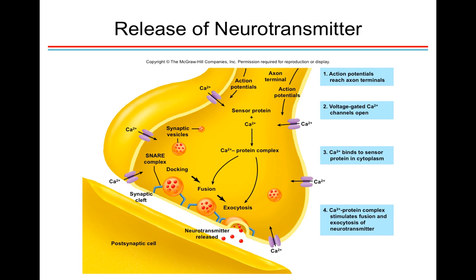So how are neurotransmitters released by an action potential? What happens is when an action potential gets down to the end of a nerve, the end of the axon, which we call an axonal terminal, it will trigger some voltage-gated calcium channels to open. So, one, action potentials reach the axonal terminals.